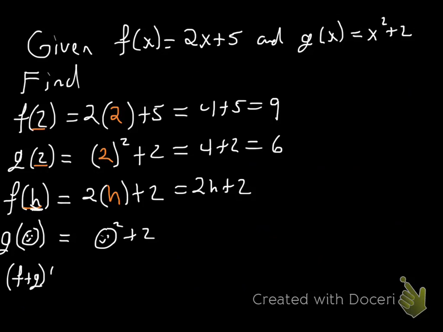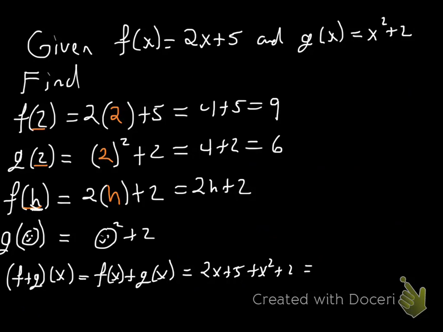What if I asked you to find f plus g of x? Well, that just means add the two functions. So f plus g of x would be 2x plus 5 plus x squared plus 2, and combine like terms: x squared plus 2x plus 7. Our like terms were the 5 and the 2.